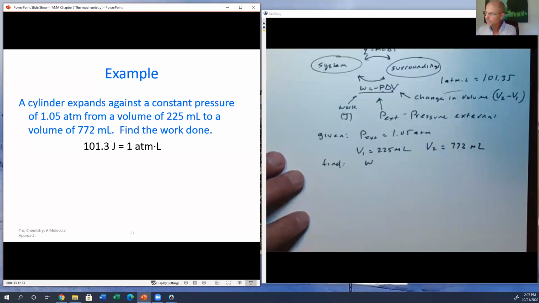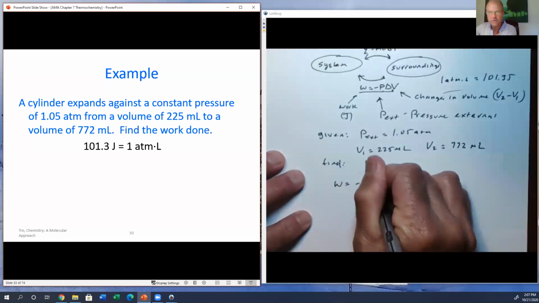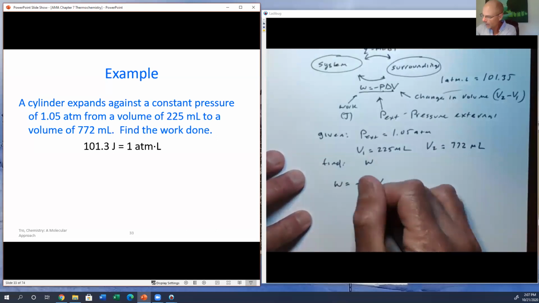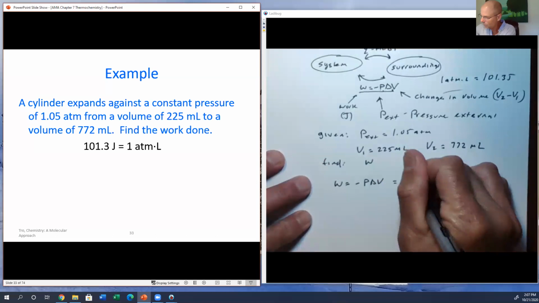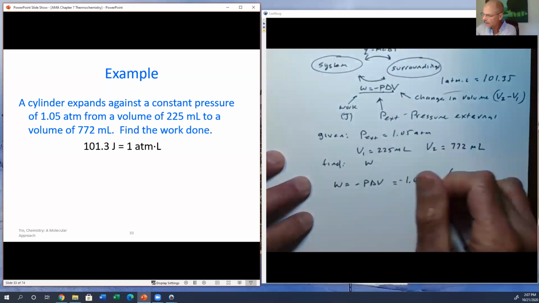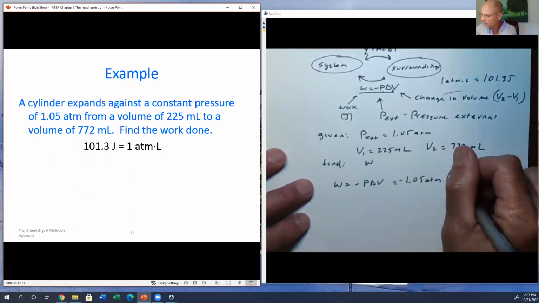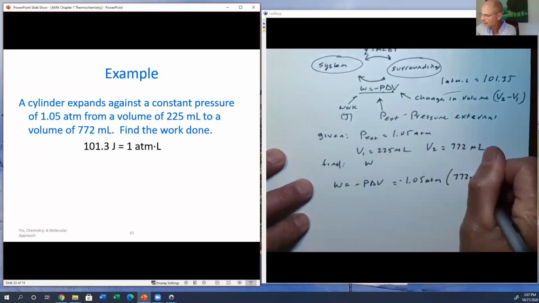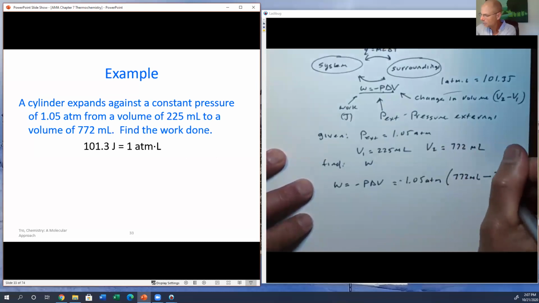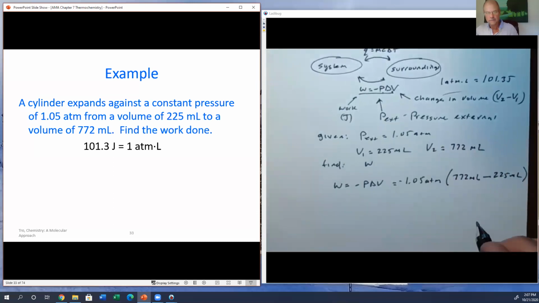So we're going to use this equation. Work is equal to minus P delta V, right? So that's equal to minus the pressure, 1.05 atmospheres, times delta V. Delta anything is always final minus initial, okay? So that's V2, 772 milliliters, minus 225 milliliters, all right?